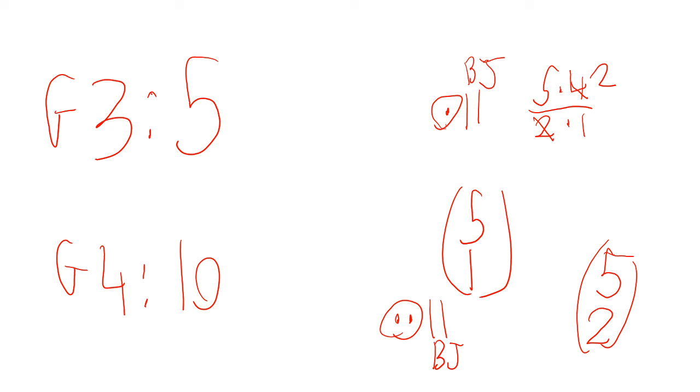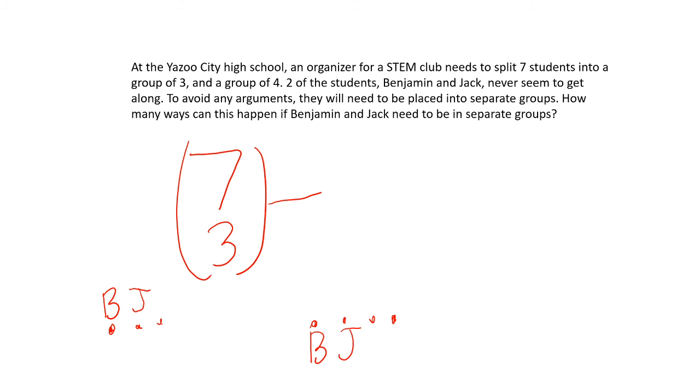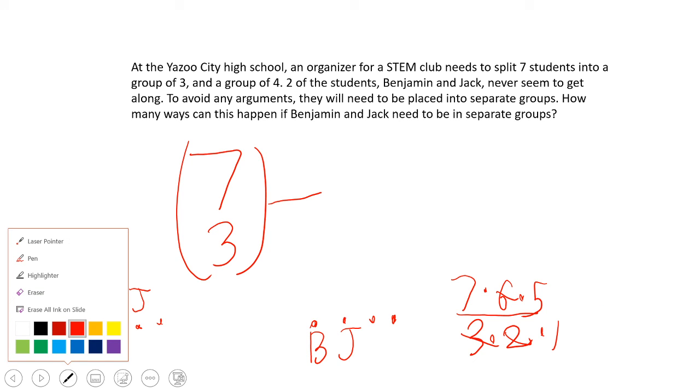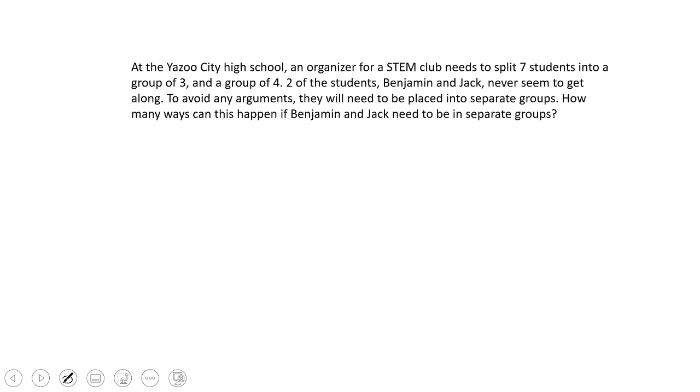And now we have 2 cases here. We just add these. 5 plus 10 is 15, and we have 15 cases that we don't want. Now we have 15 cases that we don't want. Let's find out what 7 choose 3 is. Let's compute this. So 7 times 6 times 5 over 3 factorial. These cancel. We get 35. So 7 choose 3 is nothing but 35.